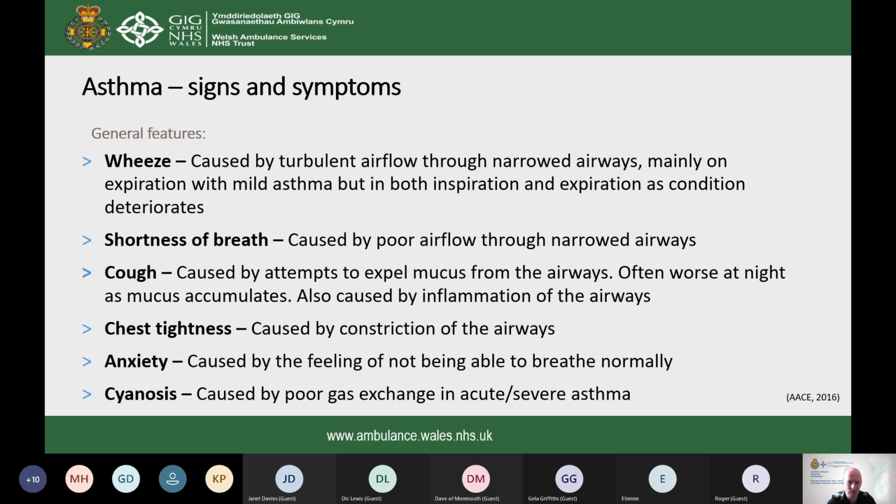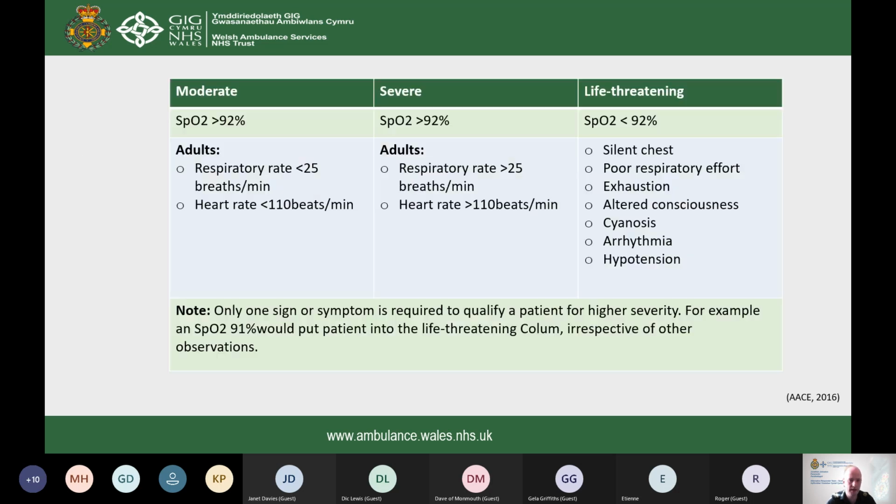Signs and symptoms we've talked about, and you can recognise it. It's really important to recognise the severity of it. If they've got a SpO2 of over 92, their respiratory rate is below 25 and heart rate below 110, then we're going to class it as moderate asthma. If they've got a SpO2 again of over 92, but now their breathing rate and heart rate are above 25 and 110, then we're going to class it as severe.